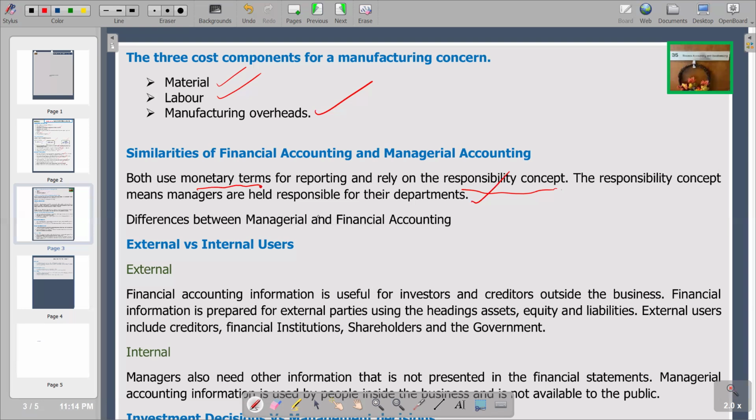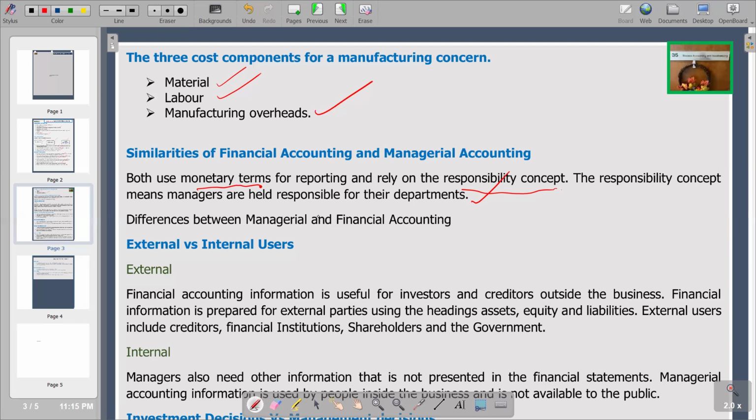Now we have the differences between managerial and financial accounting. The basic difference is that financial accounting is reporting what has transpired before. Remember, when you're preparing those financial statements, it's part of financial accounting. We are basing on what transpired in the period that has passed, which is different from managerial. Managerial looks into the future. For example, we are looking at budgets. We are looking forward to what is going to transpire in the future to come. So that's the basic difference that we can come up with.